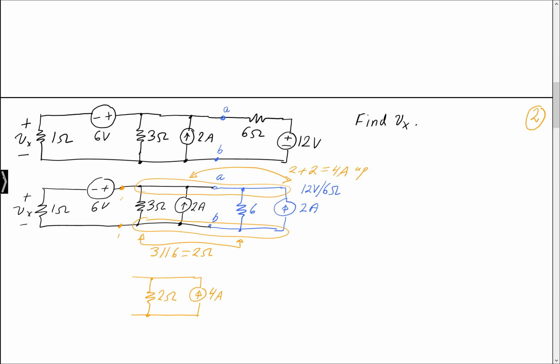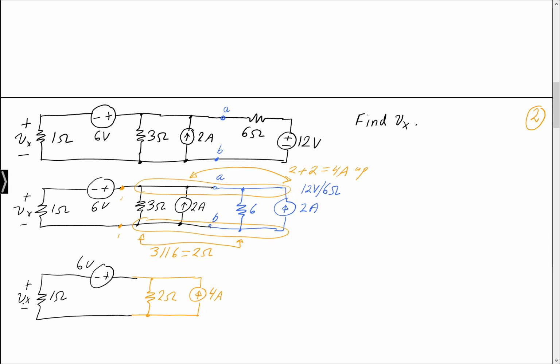And then when I go to the left of that, I just redraw as is. Minus plus, this is my 6 volts. I have my 1 ohm and Vx. So you can see all of a sudden how simple it has gotten.